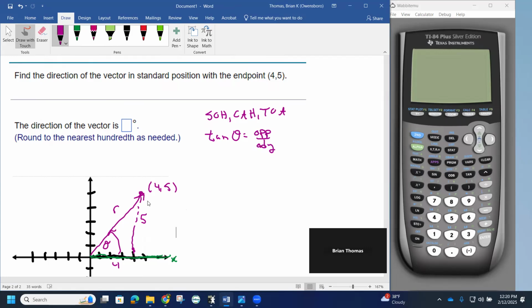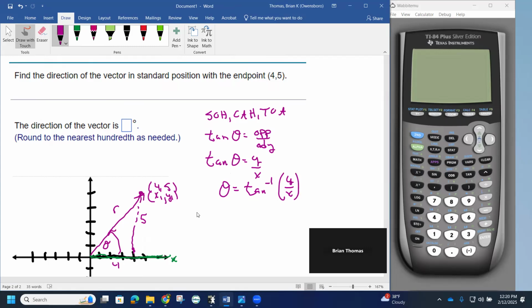Now for us, notice that x is actually the adjacent and y is actually the opposite. So the x coordinate is the adjacent and the y coordinate is the opposite. So I could modify this formula to say that the tangent of theta is equal to y over x. Now remember, to find theta, we have to actually use the inverse tangent. So theta is going to be the inverse tangent of y over x.